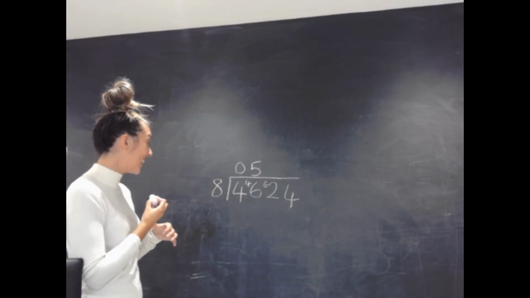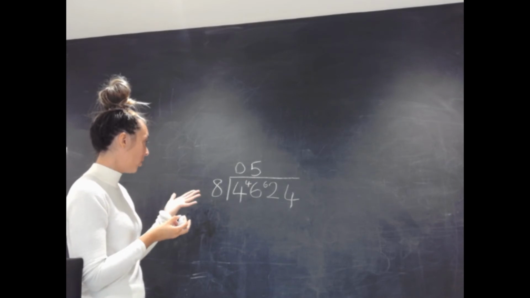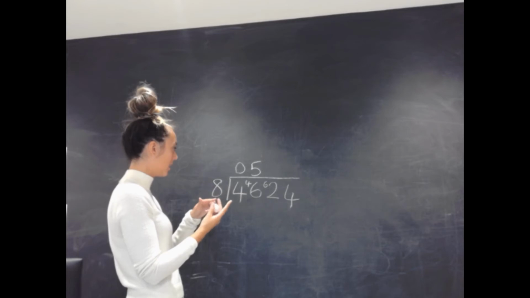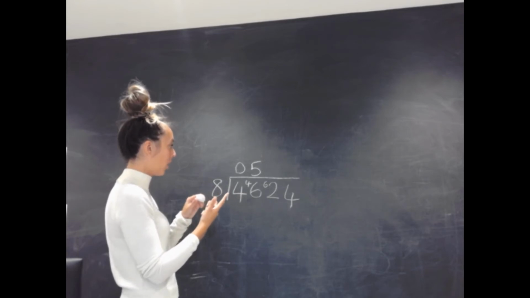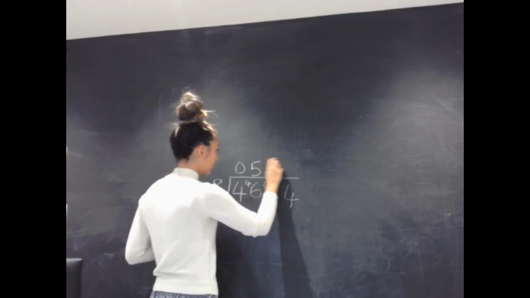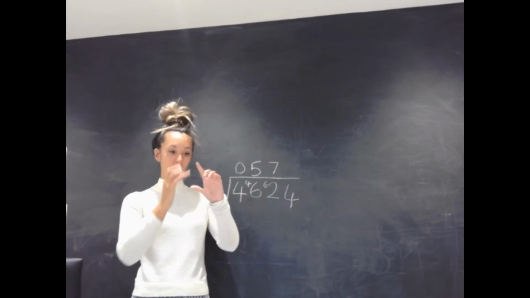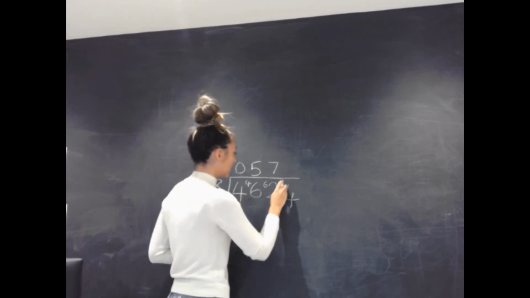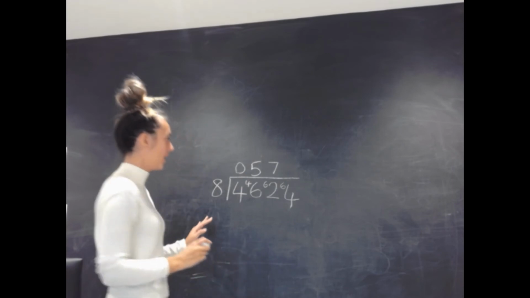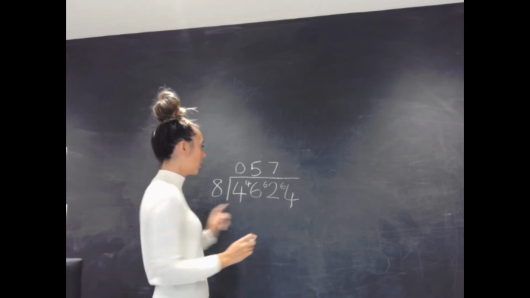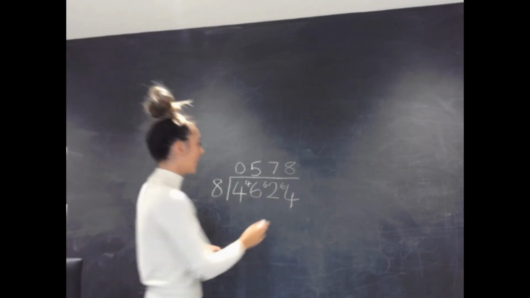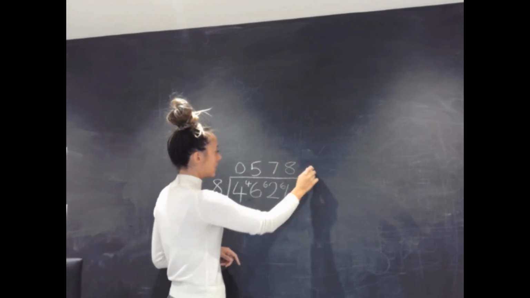8 goes into 62, so I'm already at 40, 48, 56. Well, it can't go in one more time, can it? So I've got 7, 56, 57, 58, 59, 60, 61, 62. Got 6 left over. Okay? And the last one goes in 8 times. So my answer to that would be 578.